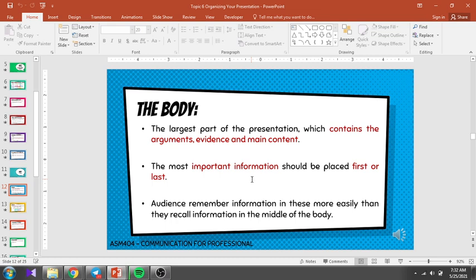I recommend making 2 points. Make sure the number 1 point is the first one you place, and the last one you still want to have a big impact, so people remember what you are pointing out when you speak. So try to have 2 big points, and especially you should have a minimum of 3 points in the body of your speech. So the audience remembers information at the start and end more easily, and they recall information in the middle of the body less.